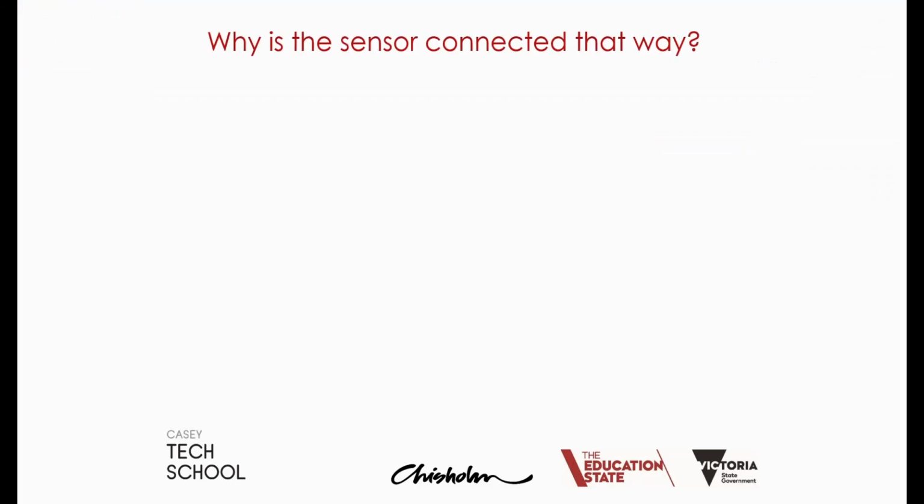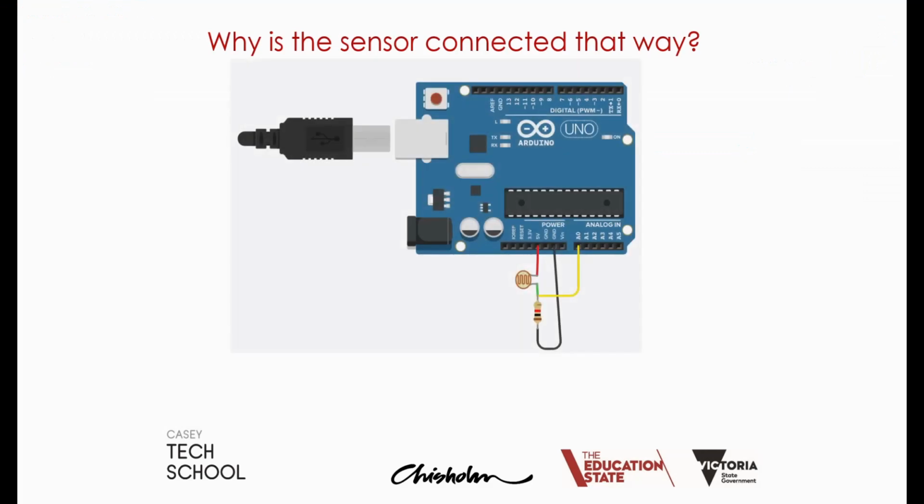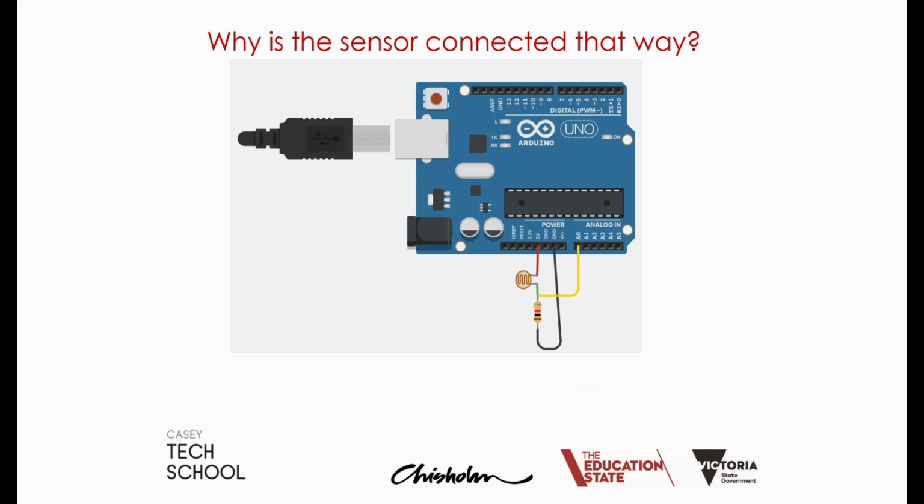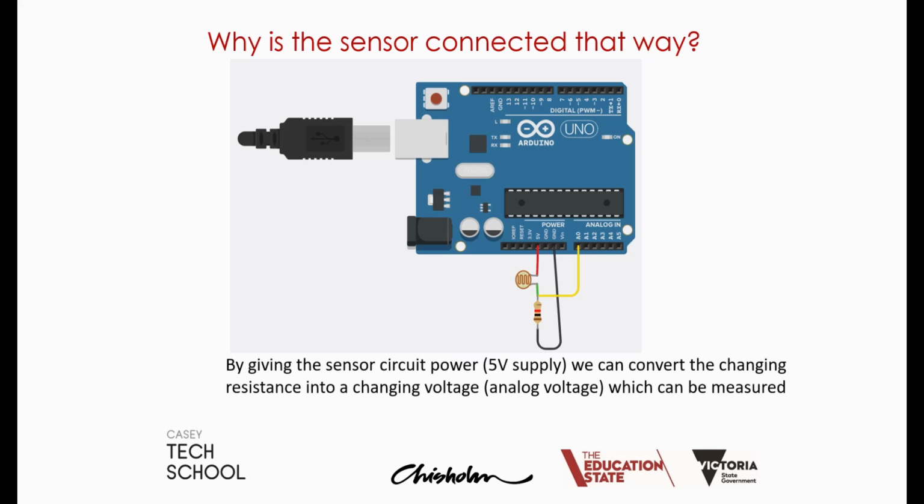So before we go on in Tinkercad, let's just look at why the sensor is connected in the way that it is. If we look at the circuit here, we've connected the sensor and a resistor. Sensors take changing environmental information and convert it into a changing electrical property. In this case, the changing electrical property is resistance. So then we need to give the sensor circuit some power so it can convert that changing resistance into a changing voltage, also known as an analog voltage, which we can then measure.